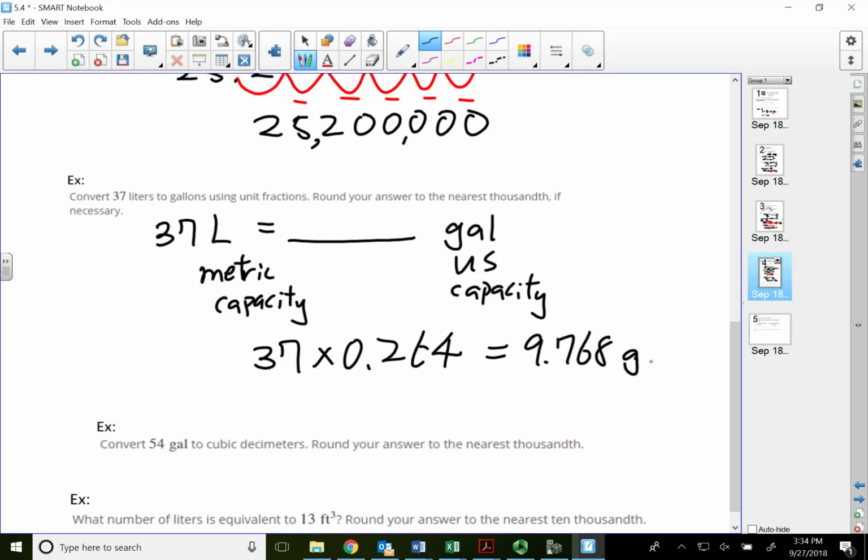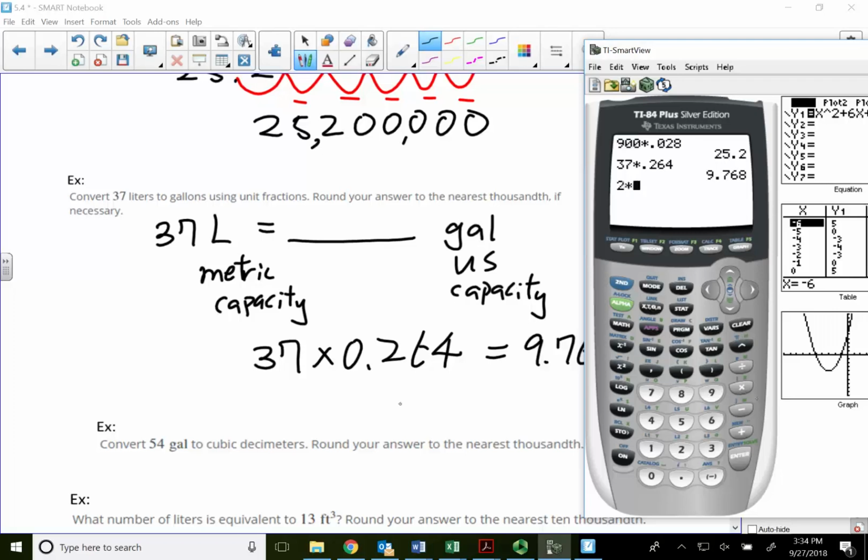All right, gallon. Oh, by the way, a 2-liter Coca-Cola, like I said before, is how many gallons? Times by 0.264. It's actually a little bit over half a gallon.